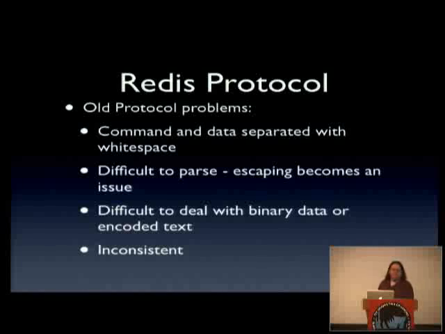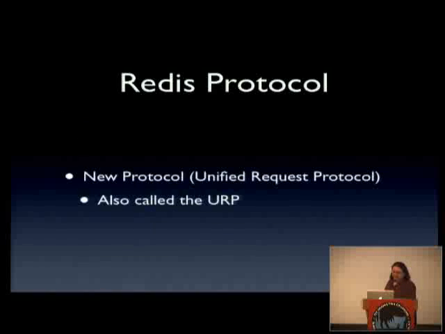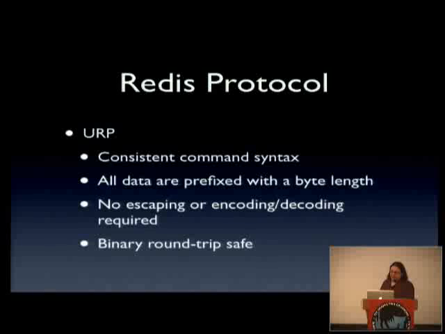And it's kind of inconsistent. It made sense in the very early versions of Redis, but as more advanced structures were added, the syntax didn't exactly fit with that and wasn't really designed for expansion. The new protocol is called the Unified Request Protocol, or the URP, as I like to say. And this protocol offers a lot of advantages. It gives you a consistent command syntax.